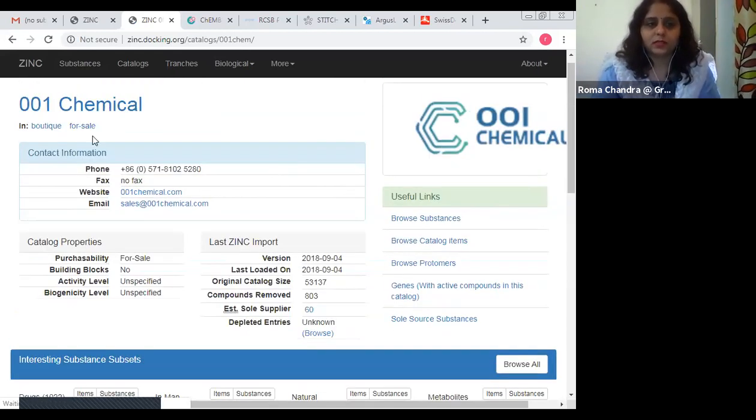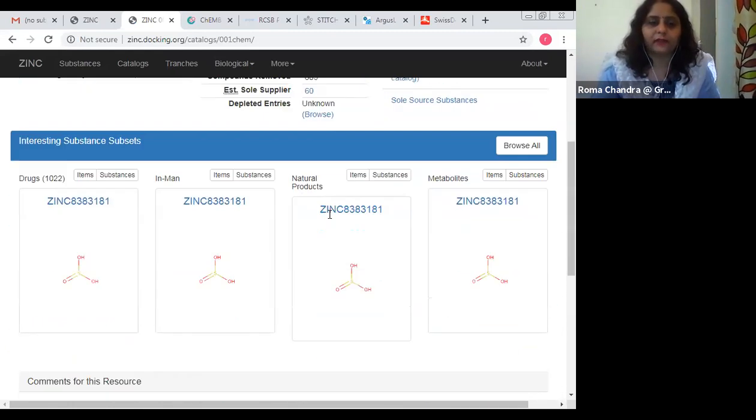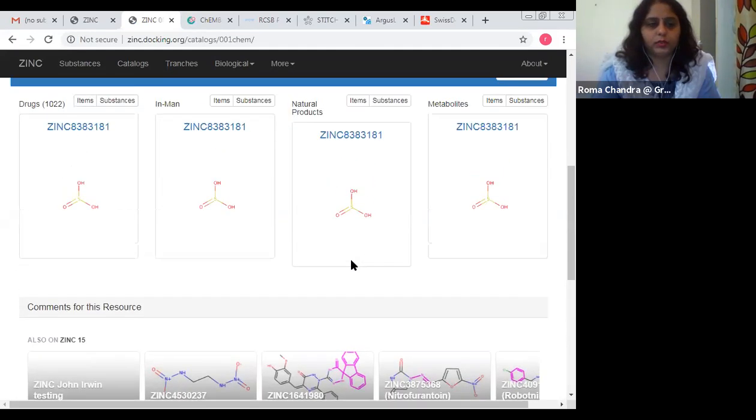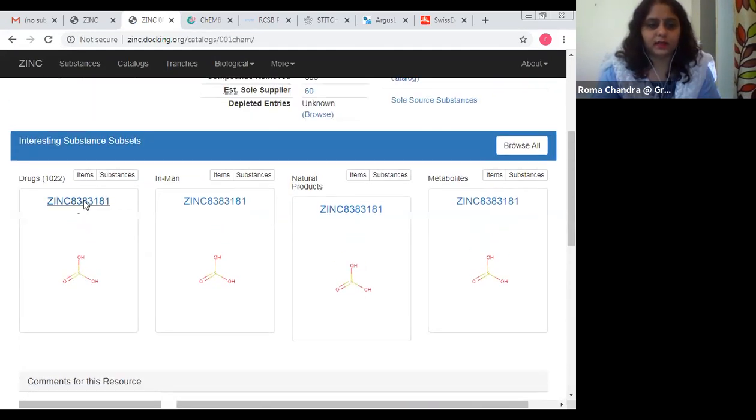This source is maintaining the compounds, and it has all these sorts of drugs. The drugs which are in man are there with these structures. You can go through the study. I'll just click on one of the structures for my drug.